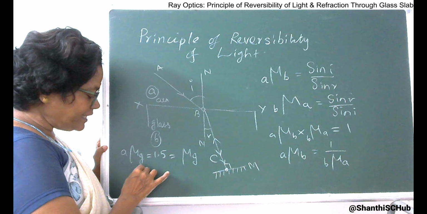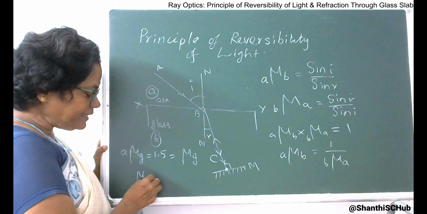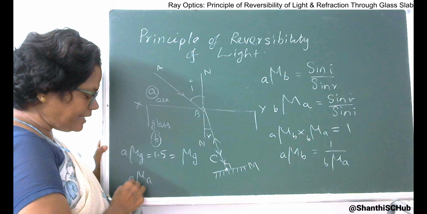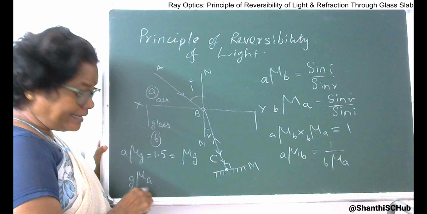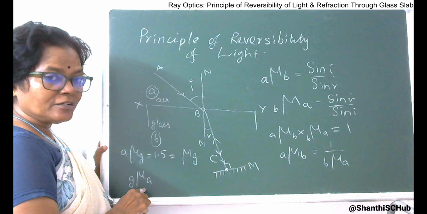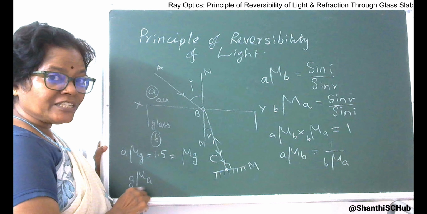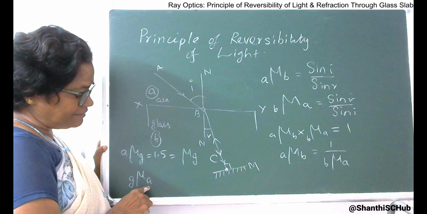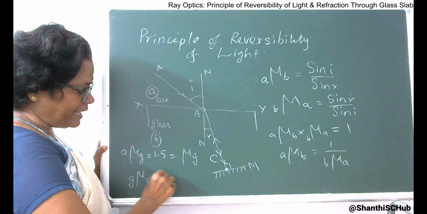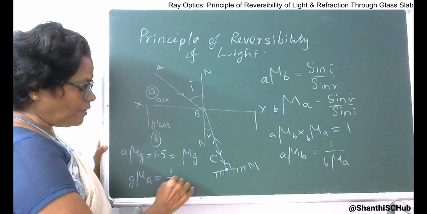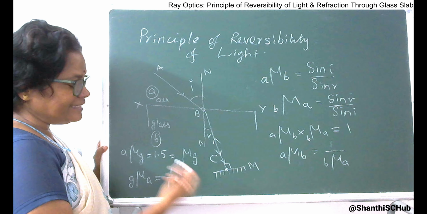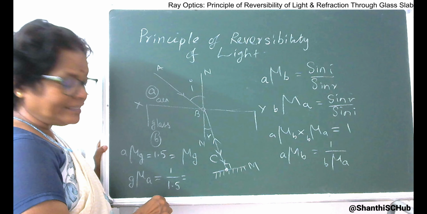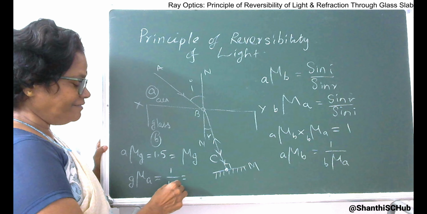But now I want to find out the refractive index of air with respect to glass. Suppose light goes from glass to air. Then it is not called the absolute refractive index of air. It is called the relative refractive index of air with respect to glass, which is 1 upon 1.5. This value is less than 1.